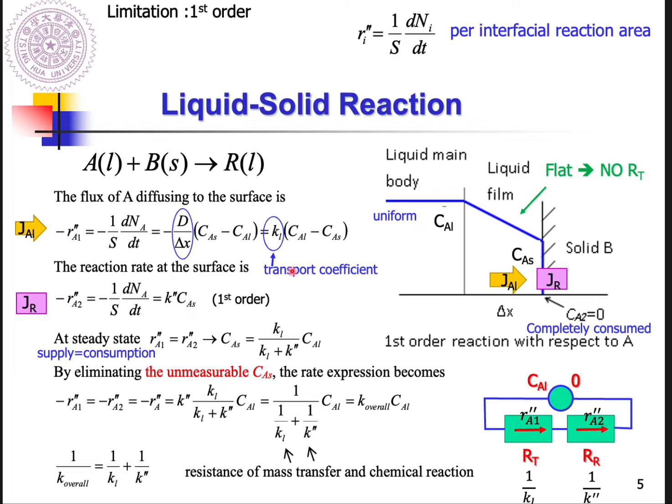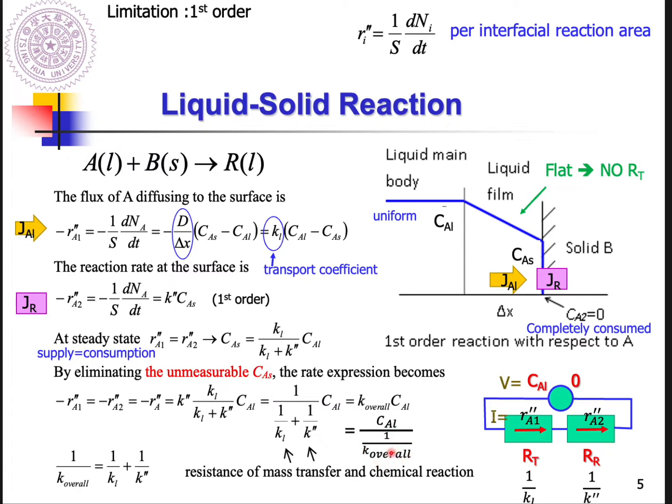We let it be the resistance of mass transport. If you have a higher transport coefficient, that means the resistance is lower. So we use the reciprocal of the transport coefficient as a resistance. And here the same idea applies to the rate coefficient. So the reciprocal of the rate coefficient, we use it as the resistance of chemical reaction. Okay, so if you write it down, you will get this one, right?